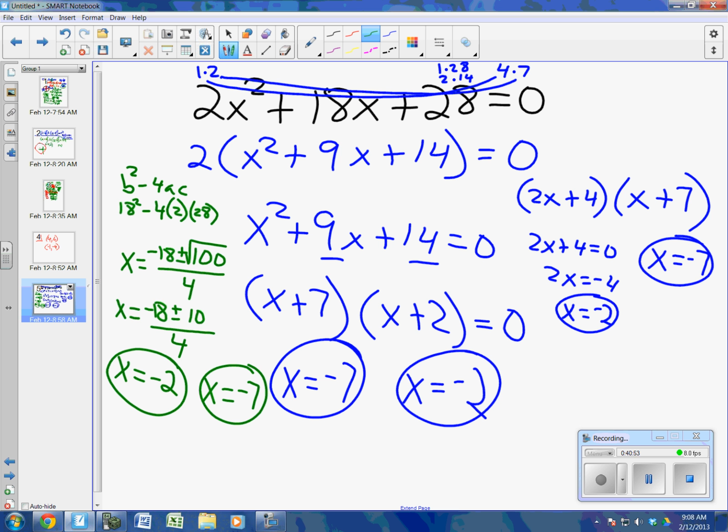Hey, you guys, if your numbers come out to be whole numbers like these, that means it could have been done by factoring. Got it? If you come out with square roots of irrational numbers, that means it couldn't be done by factoring. Okay?